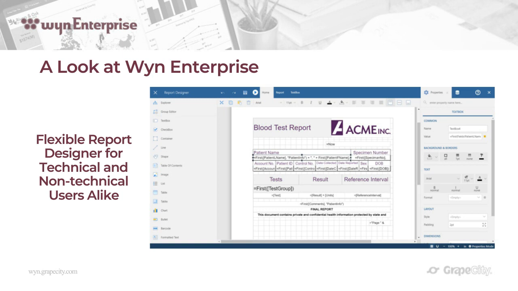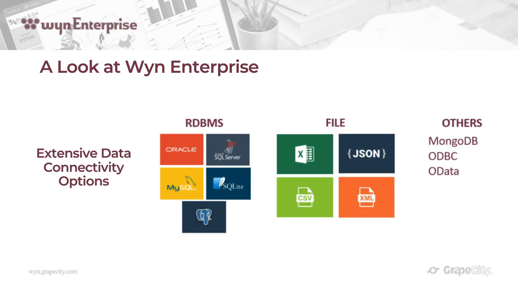Now, when it comes to data, we do offer quite an extensive bit of data connectivity options, including basically any relational database like Oracle, SQL Server, MySQL, SQLite, or Postgres, file-based data like Excel, JSON, CSV, or XML, as well as some other data sources like MongoDB, OData. And if you are using data that doesn't fall into this list here, whatever that data provider may be, something like Snowflake, for example, if it has an ODBC connector, then we can use it. So we can connect with that ODBC driver.